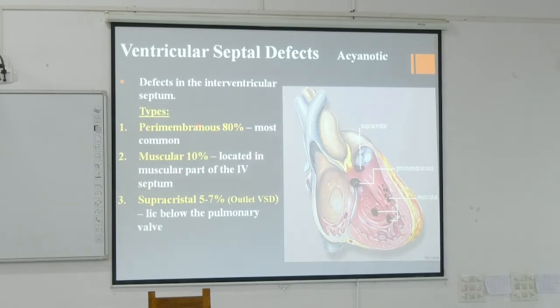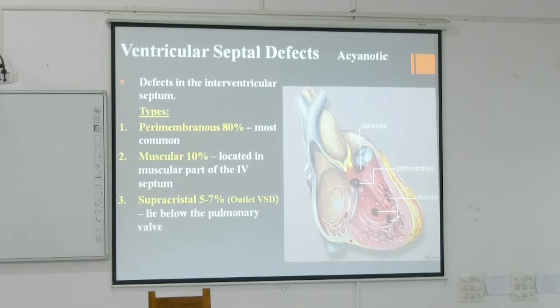Another and very least common variety we call supracristal, lying below the pulmonary arterial side. We call them supracristal portions of the VSD. But we emphasize the perimembranous variety and the muscular variety. When you go to pediatric classes, you will learn about the supracristal variety and its clinical significance. But for now, we will be focusing on the membranous variety and the muscular variety of the VSD.